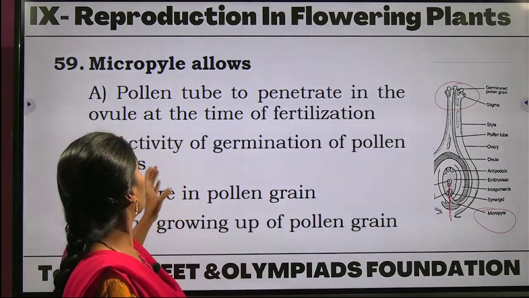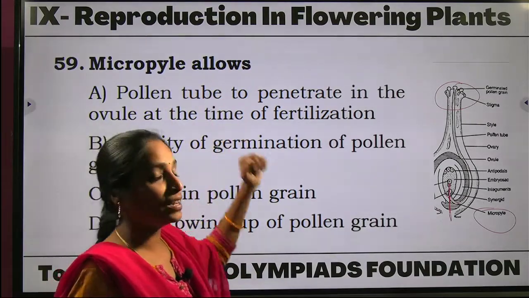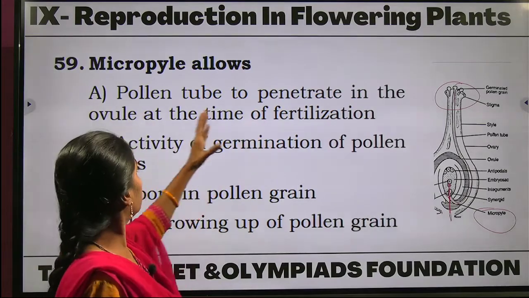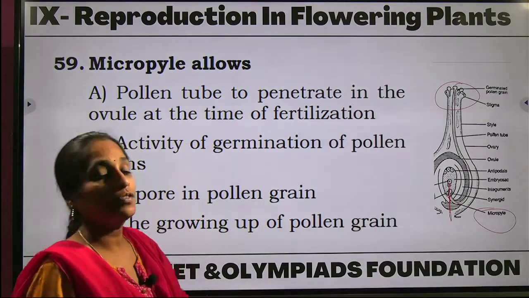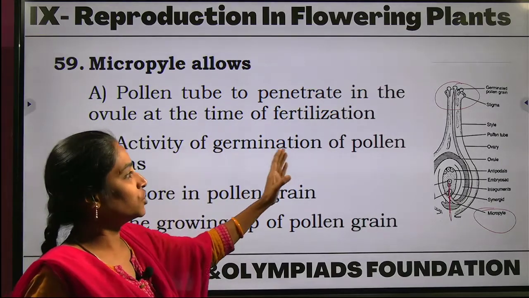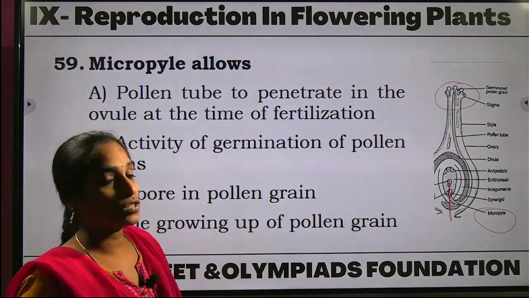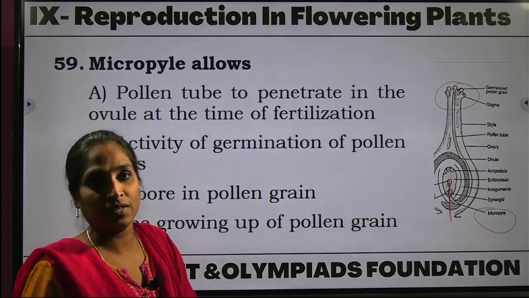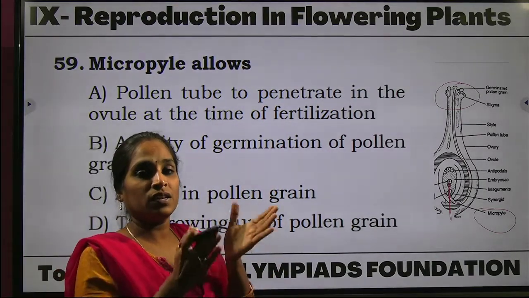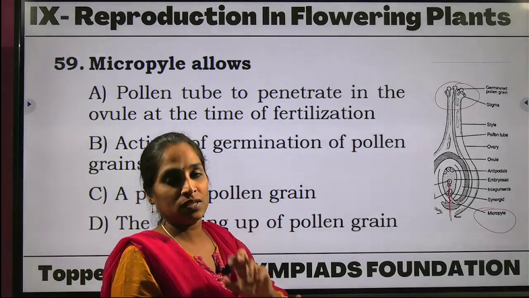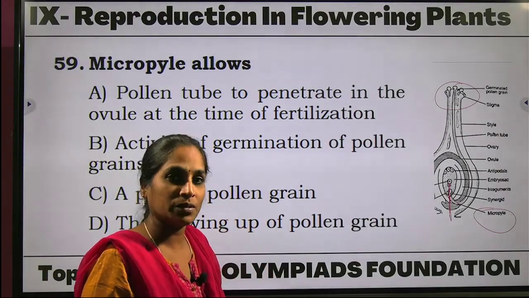So what is the question? Micropyle allows what? It allows the pollen tube to penetrate the ovule at the time of fertilization, and the activity of germination of pollen grains. What is the activity of pollen grains? Germination of a pollen grain is done by the ripened stigma. The chemicals, the sugary substances, are secreted by the ripened stigma.